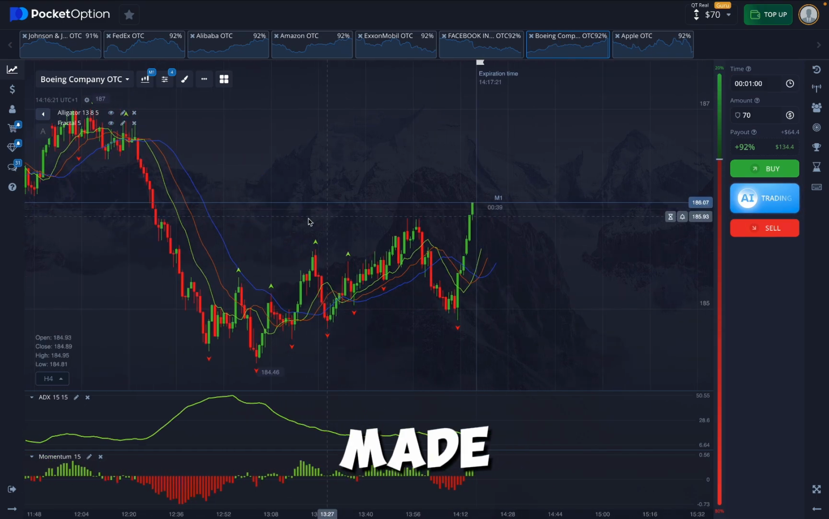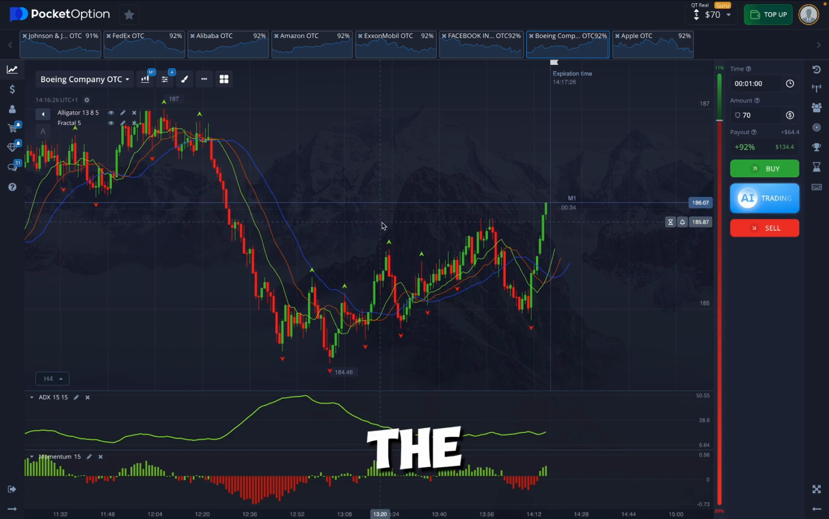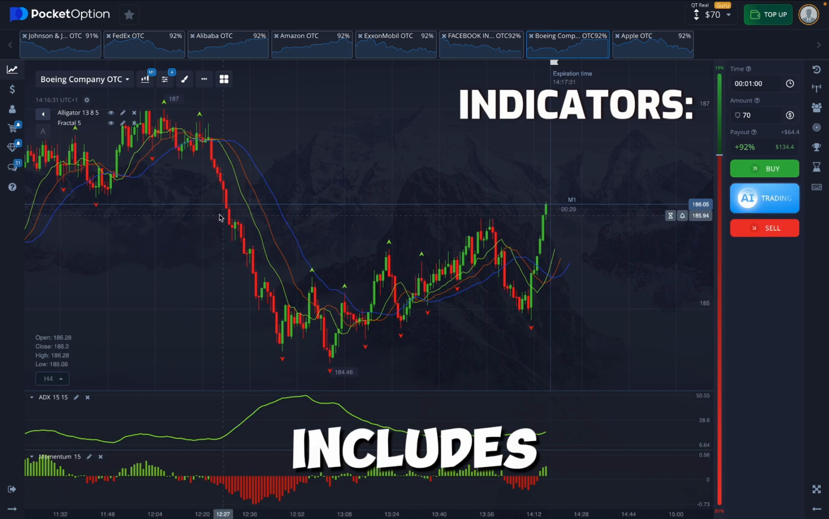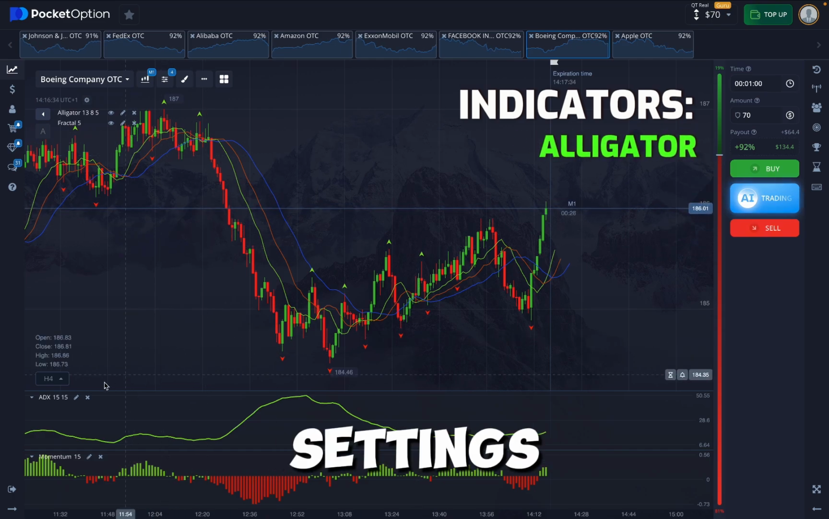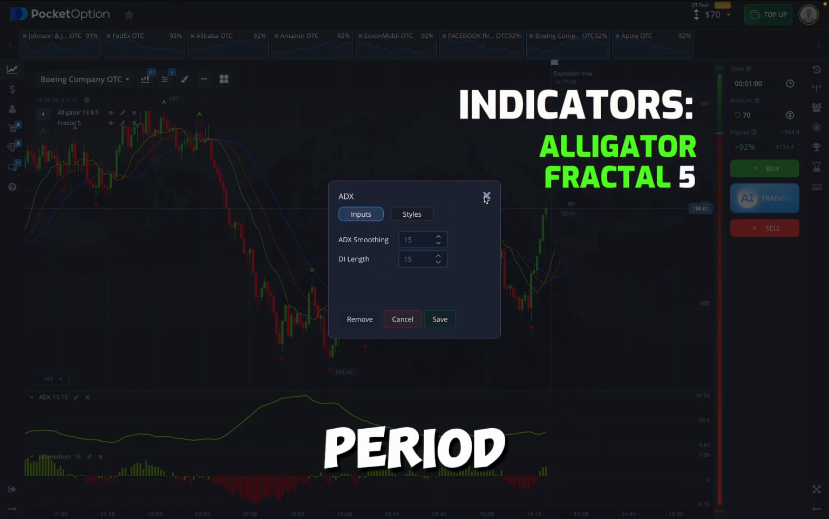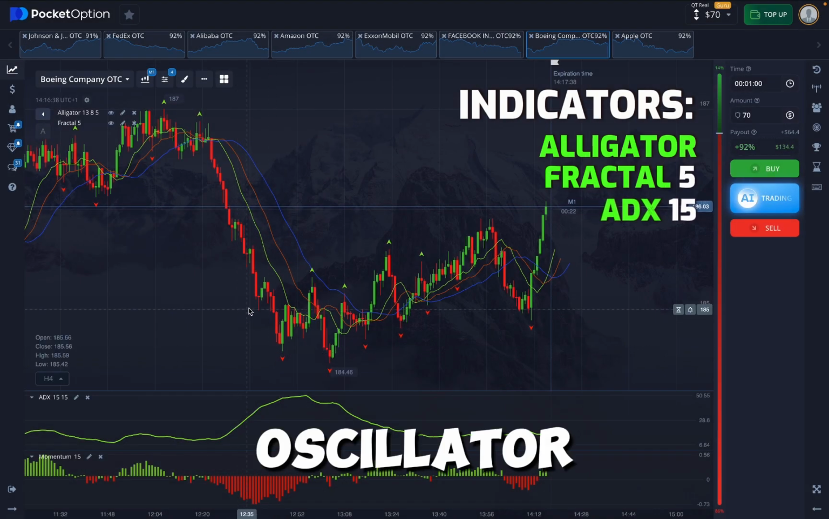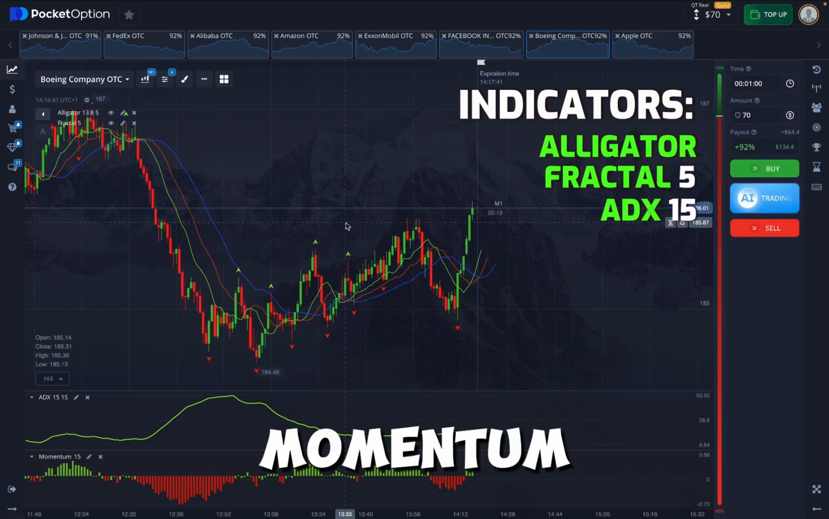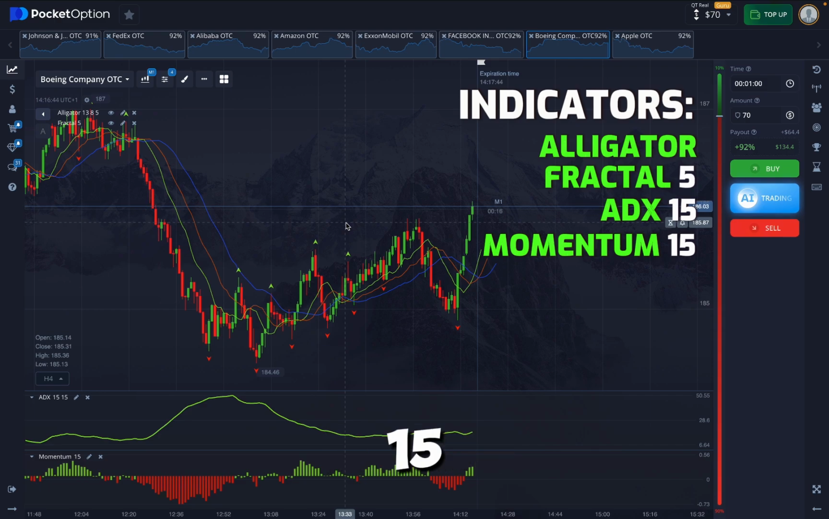I have already made a detailed analysis of the market for the last period of time and came to the conclusion that today we will use the following indicators. It includes alligator, fractal with period 5, ADX oscillator with parameters 15, and momentum oscillator with period 15.